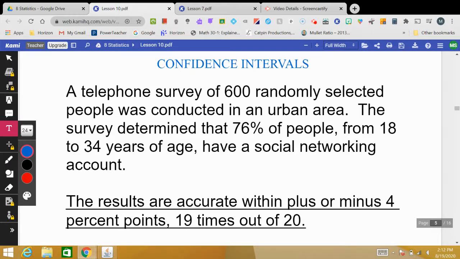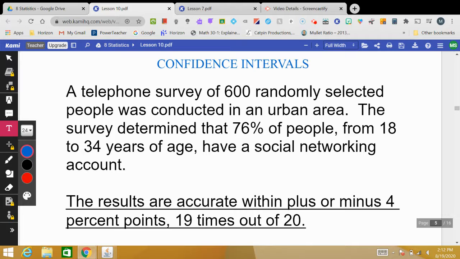Okay, let's move on to the last concept of this unit, and it's confidence intervals. So let's go ahead and read this example and just kind of break it down so you can understand all the words that you see. A telephone survey of 600 randomly selected people was conducted in an urban area. The survey determined that 76% of people from the ages of 18 to 34 have a social networking account. So that may be like Twitter or Facebook or Snap or whatever.